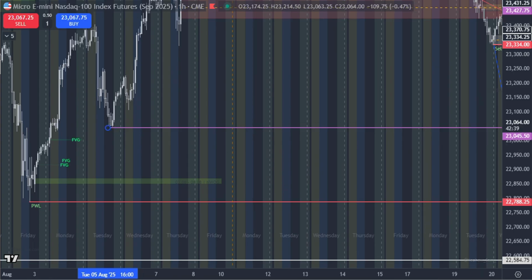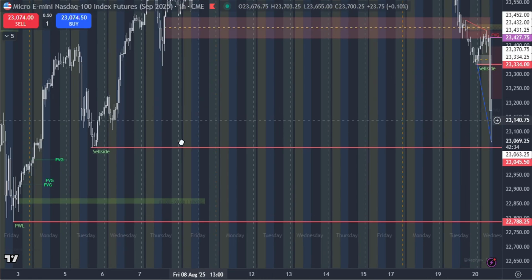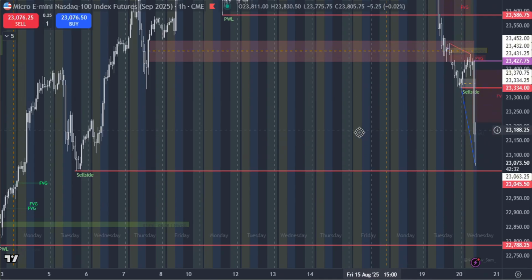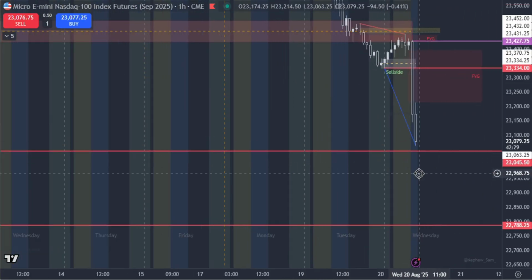So let's put this as sell side. This low here, that's a good low. And look, we're actually about to take it.